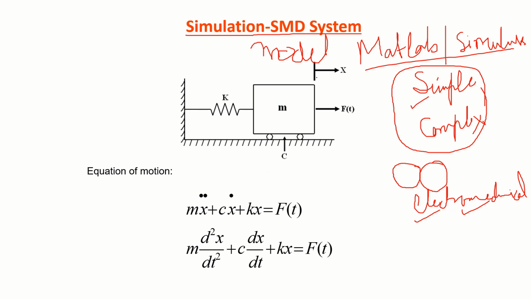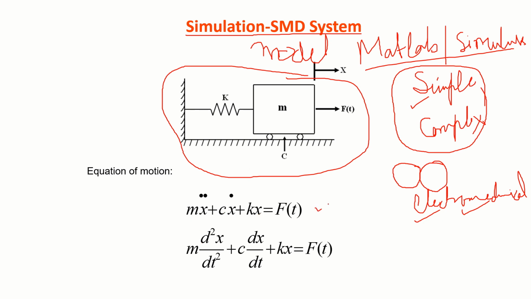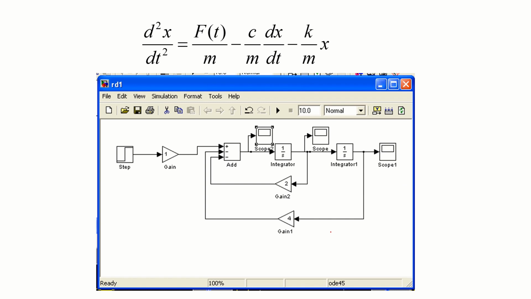So if I take an example like this, the equation of this is m x double dot plus c x dot plus k x is equal to f of t. In expanded form, I have written it like this: m d square x by dt square plus c dx by dt plus k x is equal to f of t. Now what we can do is draw the Simulink diagram.